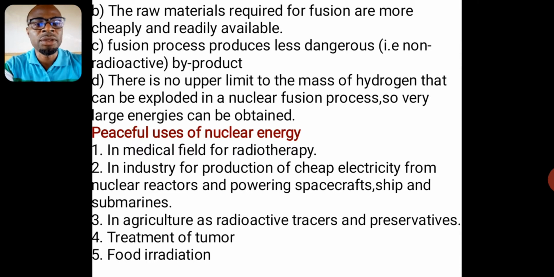Number one, in the medical field for radiotherapy. Number two, in industry for the production of cheap electricity from nuclear reactors and powering spacecrafts, ships, and submarines. Number three, in agriculture as radioactive tracers and preservatives. Four, in the treatment of tumors. And finally, number five, in food irradiation.